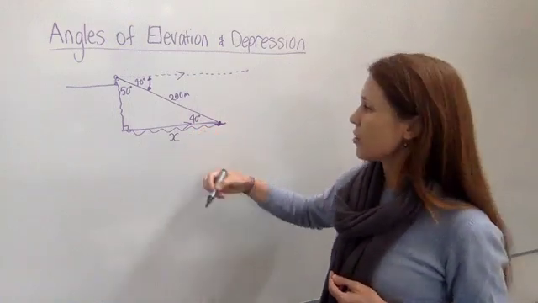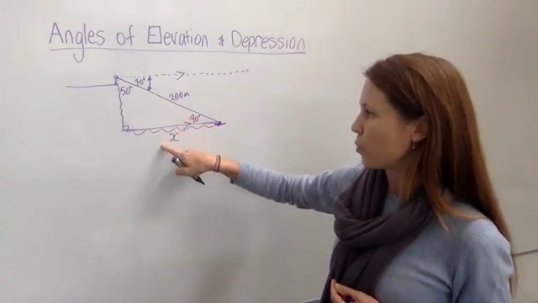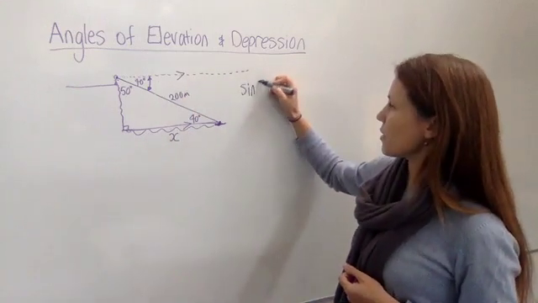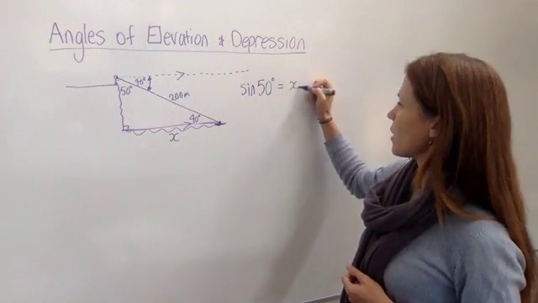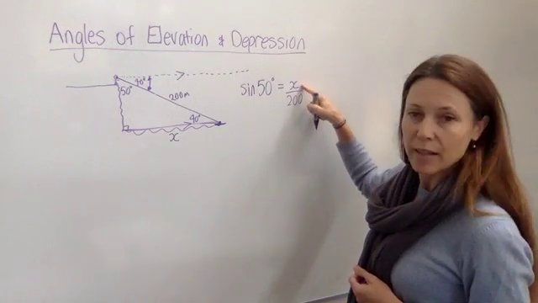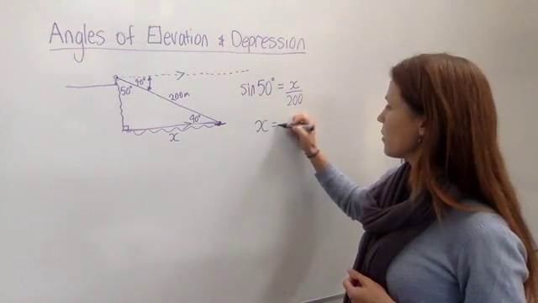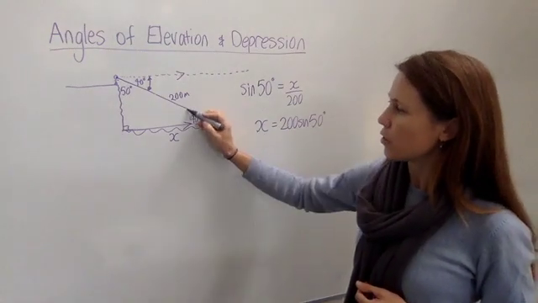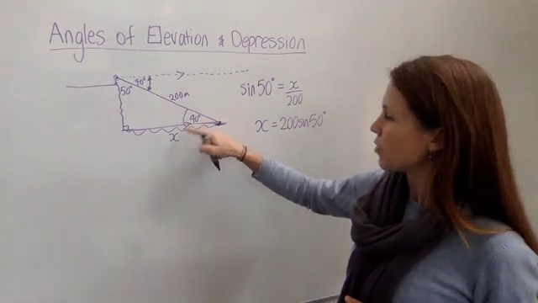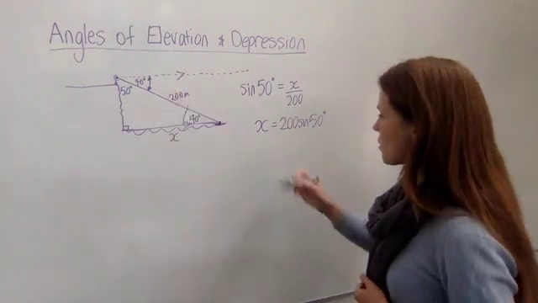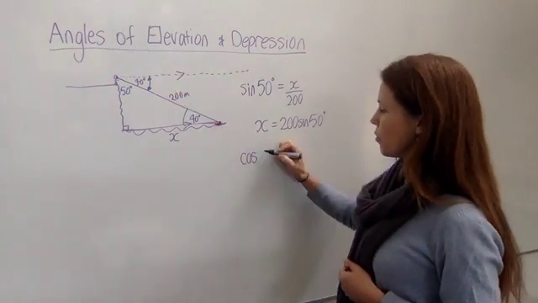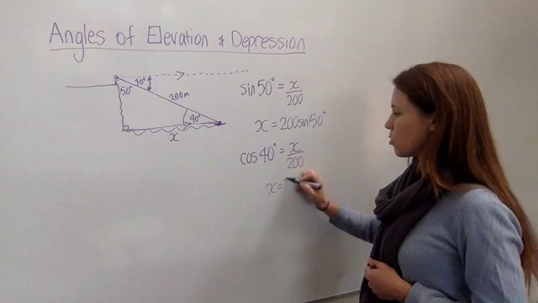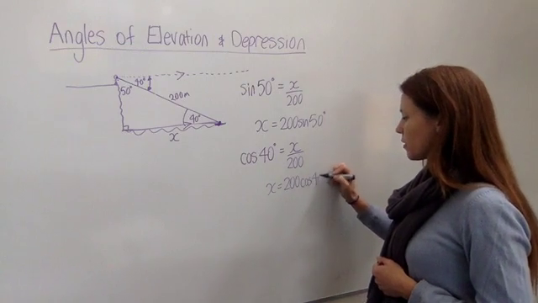and find x. You can either use this 50-degree angle and say I've got opposite and hypotenuse. So opposite and hypotenuse means sine, and you could say the sine of 50 degrees equals x over 200. So to get x by itself, multiply both sides by 200. So we have this. Or you could use the 40 degrees down here and say I've got adjacent and hypotenuse, so I'm going to need to use cos. Cos of 40 degrees equals x over 200. So x will equal 200 times cos 40.